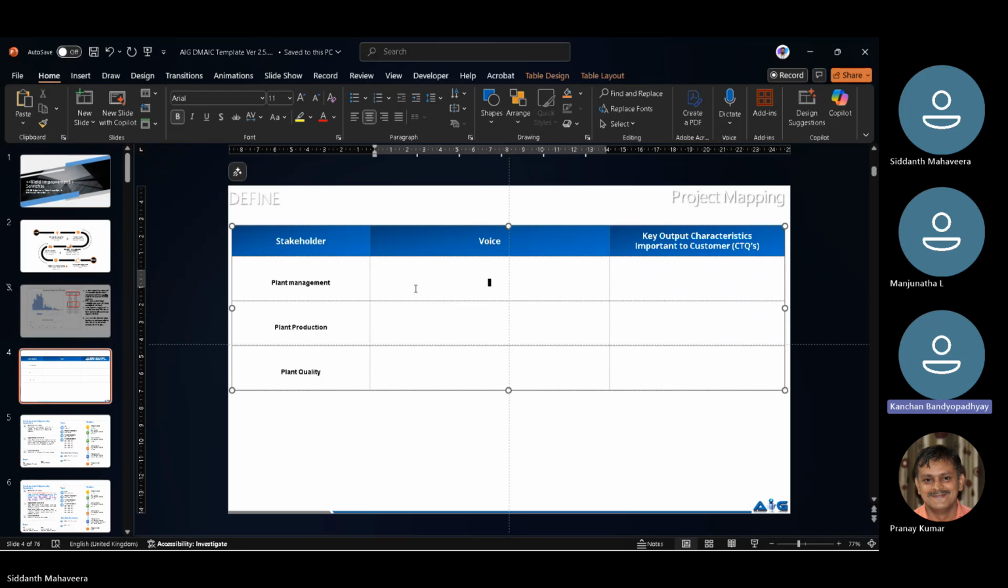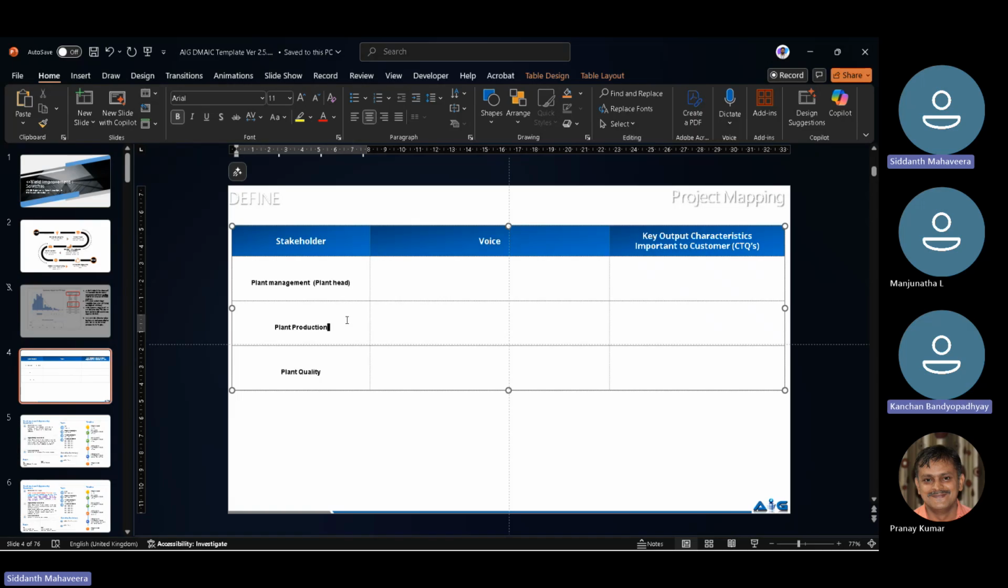So plant manager, quality head, then the senior management, and then the QA inspector or the operators. The plant management basically is the plant head for us. The plant production is the production manager or plant manager. The plant quality, we have the plant quality head. So basically, plant manager.